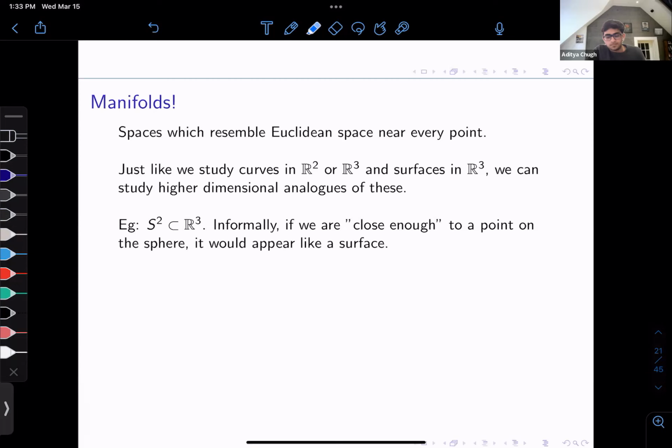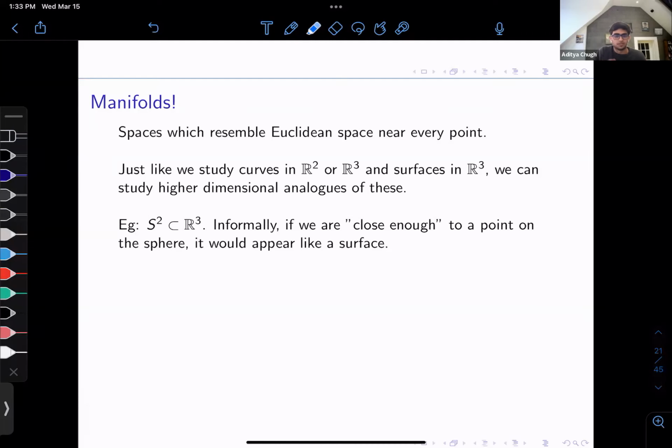Manifolds, generally, are spaces which resemble Euclidean space near every point. If you've taken a course in multivariable calculus, you might recall this from there. Informally, just like we study curves not only in R1, not only as subsets of the real line, but we can study curves in R2 or R3 and surfaces in R3, the higher dimensional analogs of these, with appropriate properties, would be manifolds. So S2, for example, in R3 is a manifold.